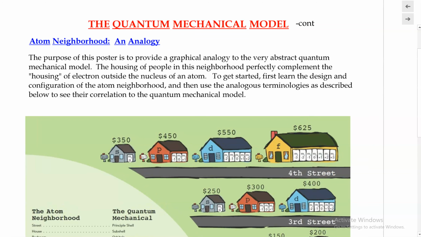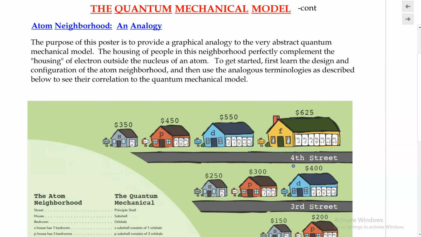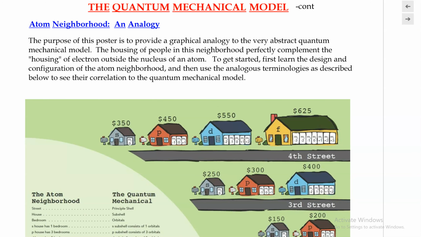Now, this poster right here is something that I call the atom neighborhood. This atom neighborhood is basically an analogy to help us understand the quantum mechanical model. We do realize that the quantum mechanical model can be very, very complicated, and we do not teach it in enough detail, because that is not the purpose of this class. And when we don't teach enough detail, it may be very difficult for students to understand and see the whole big picture of it. So this diagram is an analogy to help us understand the quantum mechanical model.